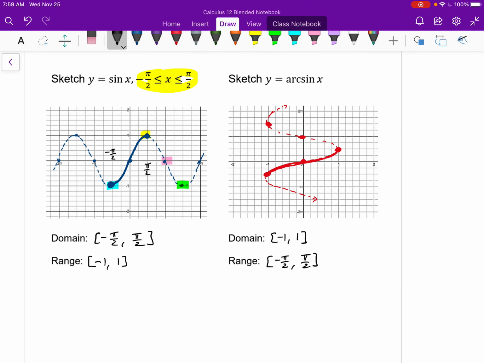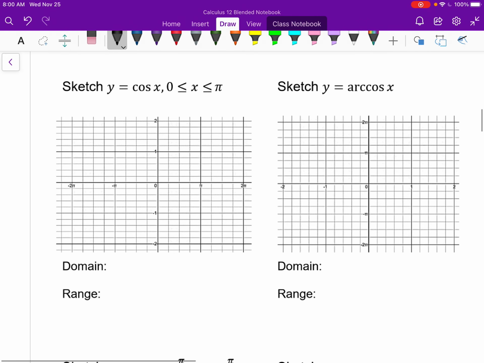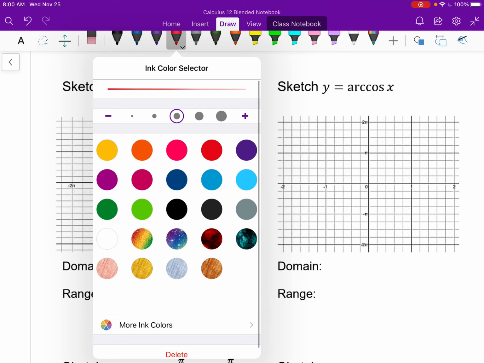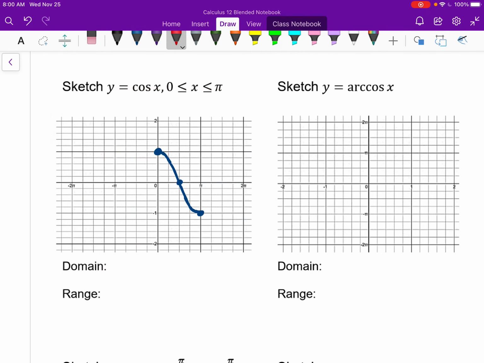And so to go through this a little bit faster now for the others, for cosine, I'm just going to go straight to drawing cosine just from 0 to pi. So cosine starts at 1, goes down to 0, goes down to negative 1, and I'm going to stop there because that's my restriction. And so this is what the graph of cosine looks like if we only look from 0 to pi. And so for arc cos, it's going to go from here to here to here. And it's going to look something like this.